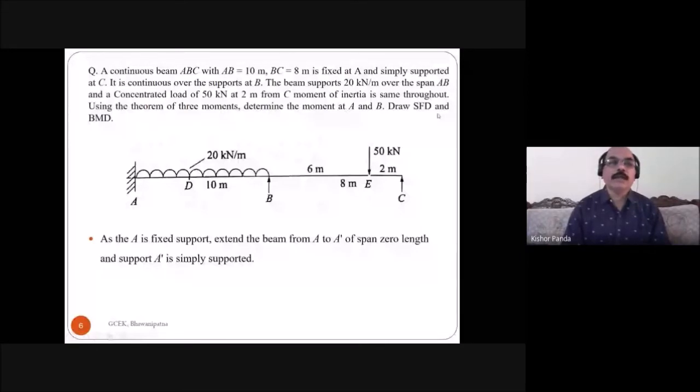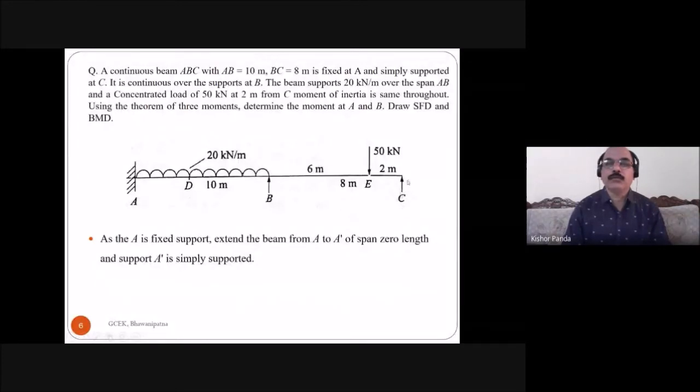Draw SFD and BMD. So you have to first find the moment at A and the moment at B. Then you have to draw the bending moment diagram and shear force diagram. And here at C the moment is 0 due to the simply supported end. As the end A is a fixed support, extend the beam from A to A dash. You have to extend this to A dash of zero span length, and support A dash is simply supported.